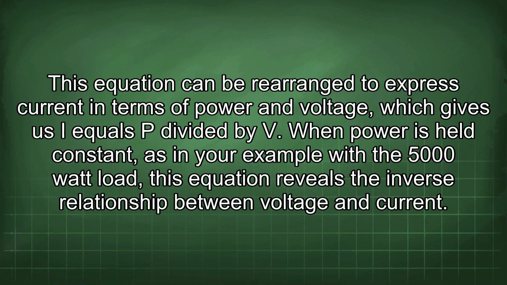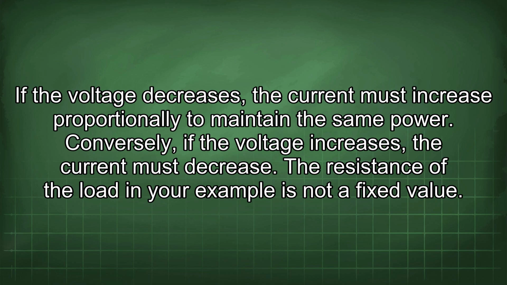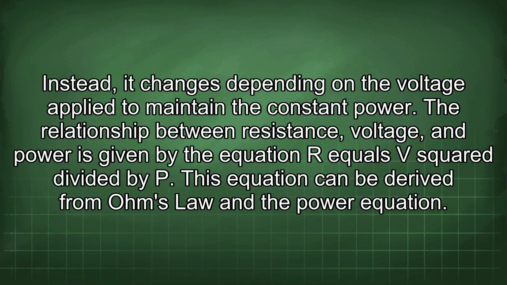As in your example with the 5000 watt load, this equation reveals the inverse relationship between voltage and current. If the voltage decreases, the current must increase proportionally to maintain the same power. Conversely, if the voltage increases, the current must decrease. The resistance of the load in your example is not a fixed value. Instead, it changes depending on the voltage applied to maintain the constant power. The relationship between resistance, voltage, and power is given by the equation R equals V squared divided by P. This equation can be derived from Ohm's law and the power equation.